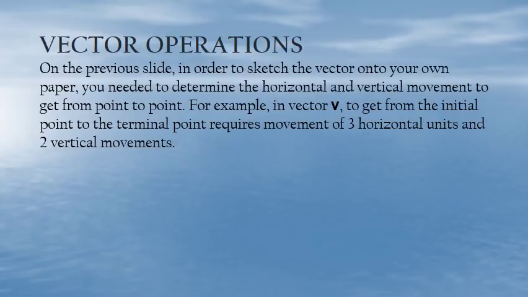On this slide, we're going to make some observations about what we just did on the previous slide. In order to re-sketch the vectors onto your own graph paper, you had to determine the horizontal and the vertical movement to get from point to point. So let's try to remember what we did on that last slide, and you may need to pause and go back a slide. I'm going to let you do most of this and then just double check with what I put here. For example, in vector v, to get from the initial point to the terminal point required us to move 3 horizontal units and 2 vertical movements.